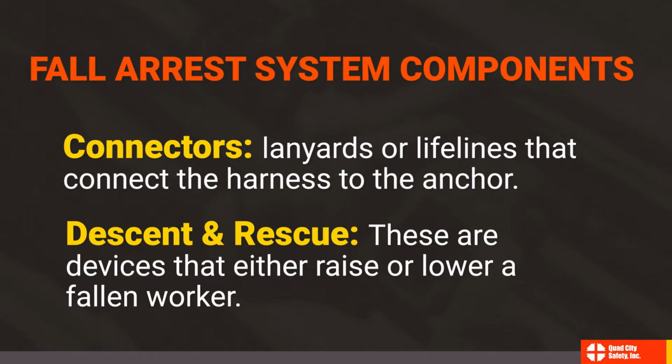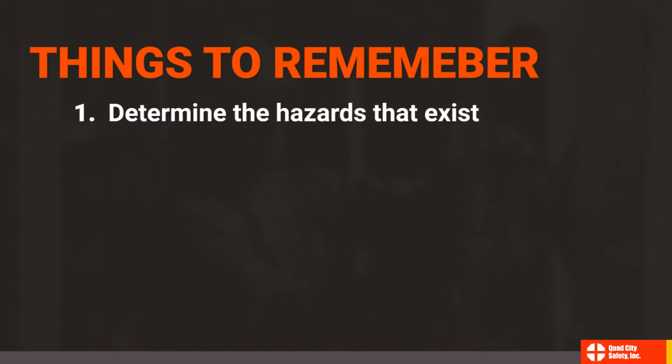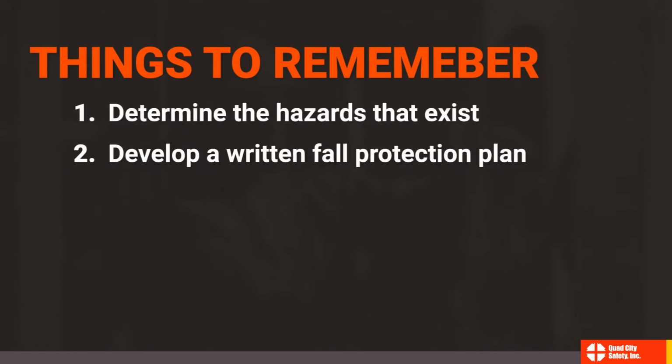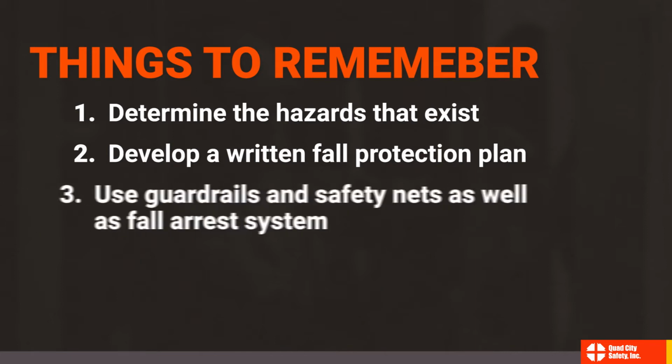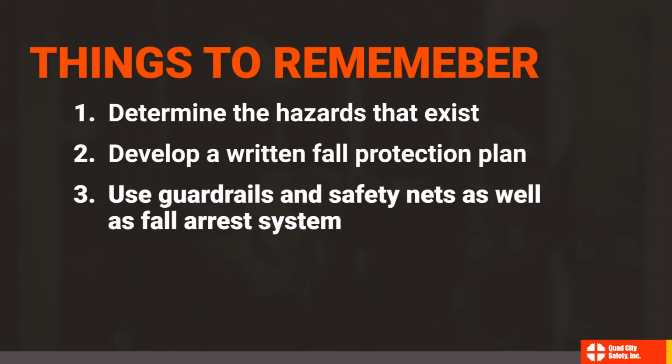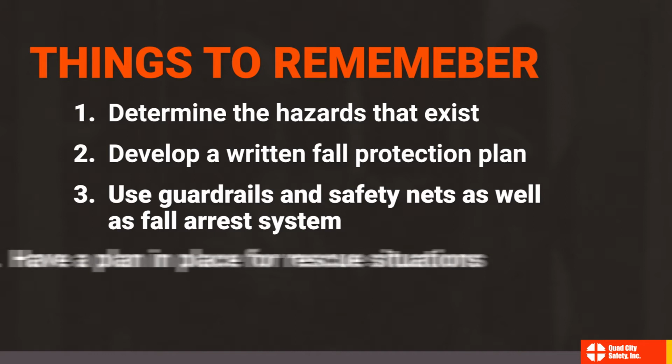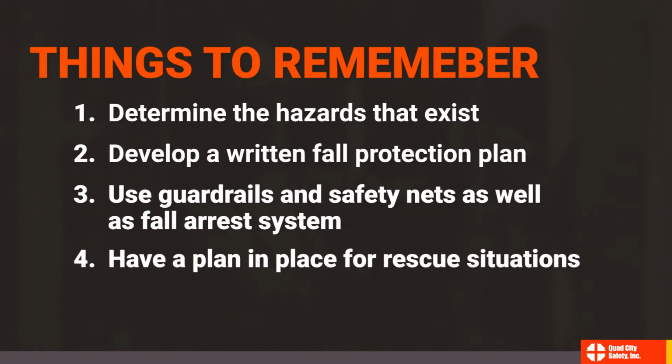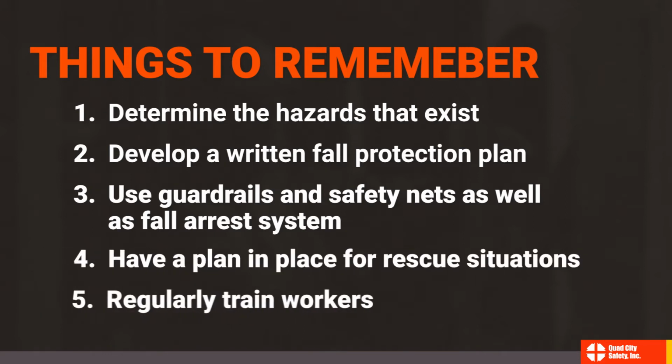Now that we've had a recap of the components of fall arrest, there's just a few things to remember. Number 1, determine the hazards that exist. Number 2, develop a written fall protection plan. Number 3, use guardrails and safety nets as well as fall arrest systems. Number 4, have a plan in place for rescue situations. And number 5, regularly train workers.